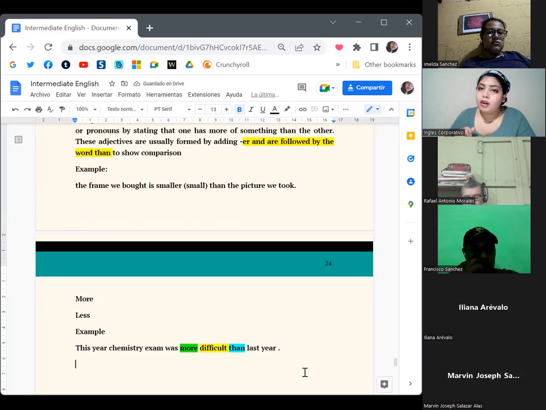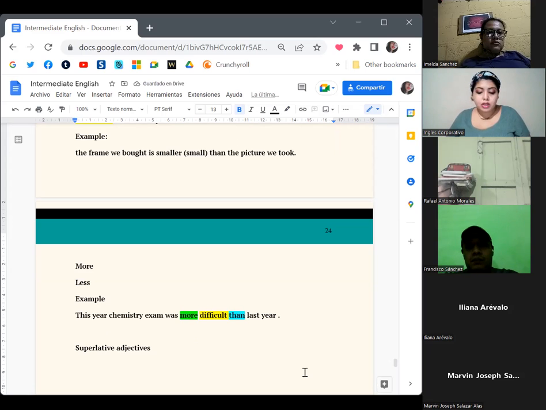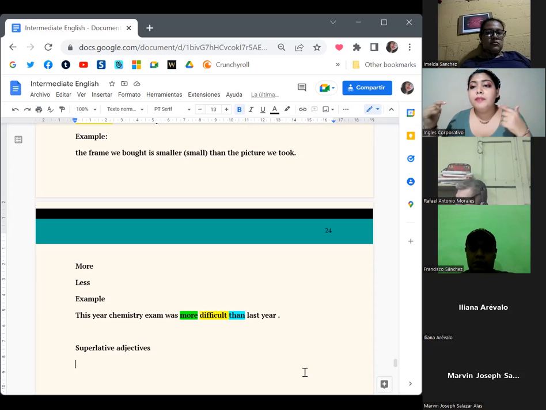Then we have the last type of adjectives that are the superlative ones. Superlative adjectives. It says that the superlative adjectives are used to show the difference between three or more nouns or pronouns by stating that one has the most or least of a certain quality. These adjectives are usually formed by adding est and are preceded by the word the, as there can only be one superlative. In this case, we have two or more nouns, and we're showing that one of these nouns is the one that has the most of it or less.